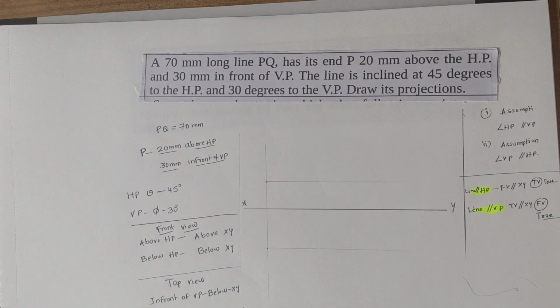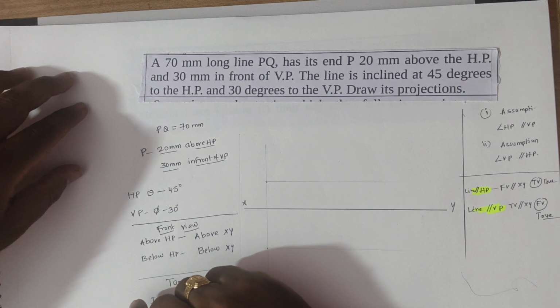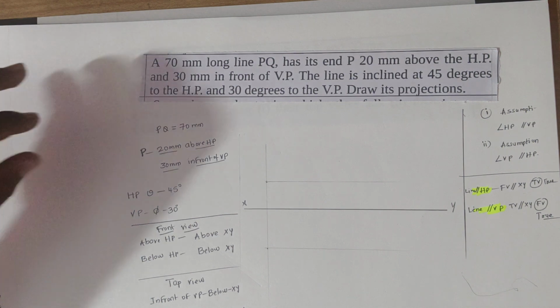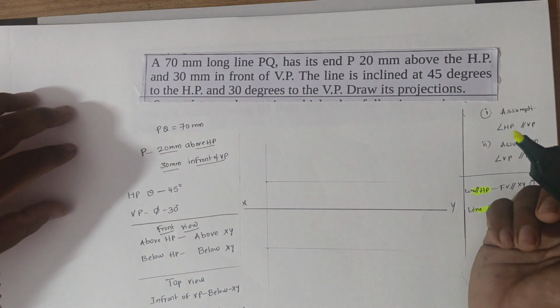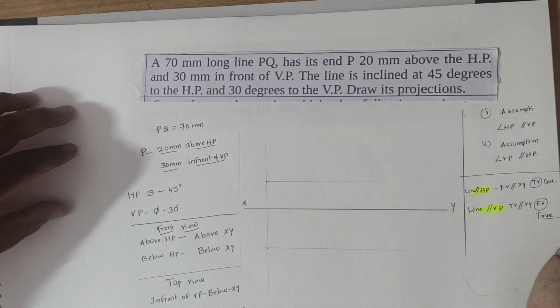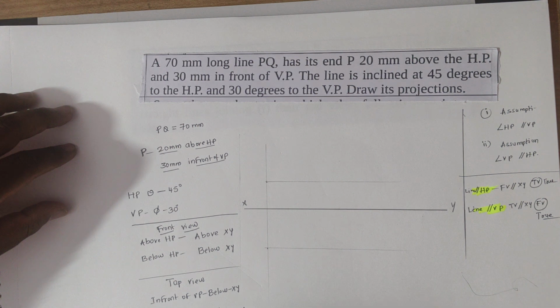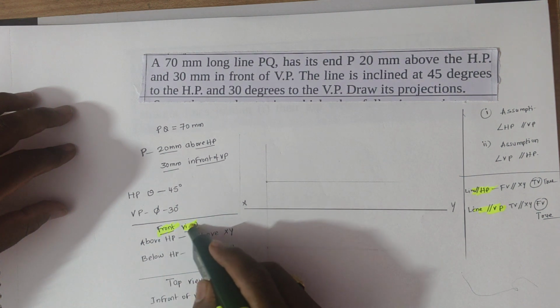In this video, I would like to explain how to draw the projections of a line when it is inclined to both horizontal and vertical planes. Before starting the solution, you must have an idea how to draw the front view and top view of a point, and what are the consequences when a line is parallel to the horizontal plane, or a line parallel to the vertical plane. We should know.